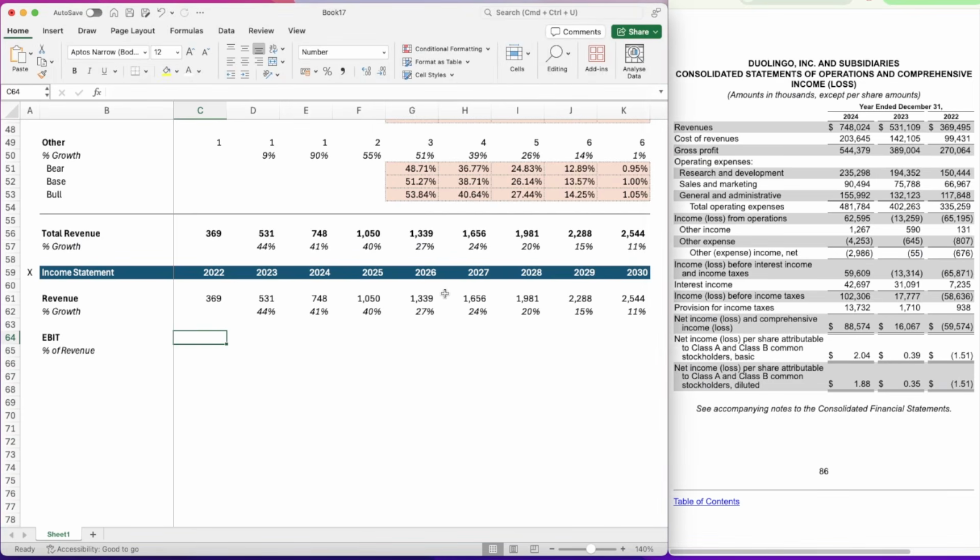So yeah, let's minus 65.871 minus 13.314. No, sorry, it's minus 65,195. This one up here, 13,259. D2,595. What that is a percentage of revenue.